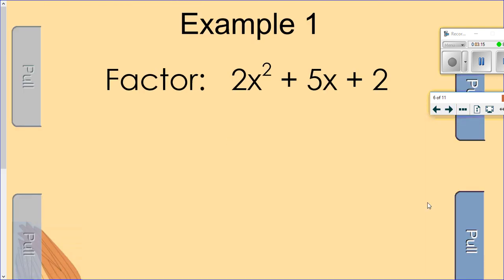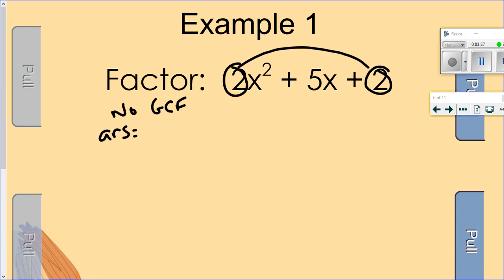So, example 1. There's no greatest common factor, so step 1 is taken care of. Step 2, I tend to do it, before it was RS, now it's ARS. So what we're doing is we're taking the 2 and the 2 and timesing them. So that's a 4, and R plus S gives us 5, just like it did before.